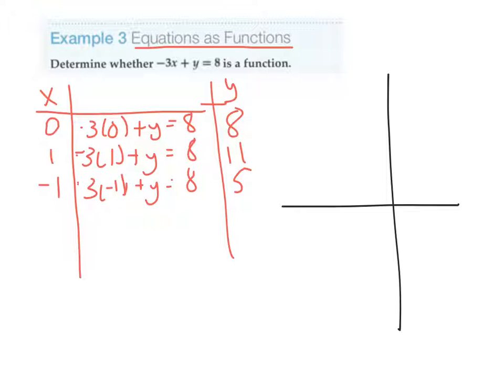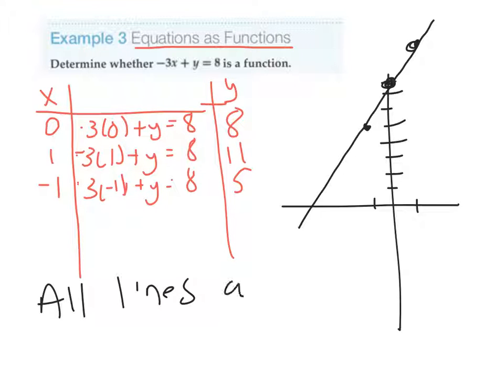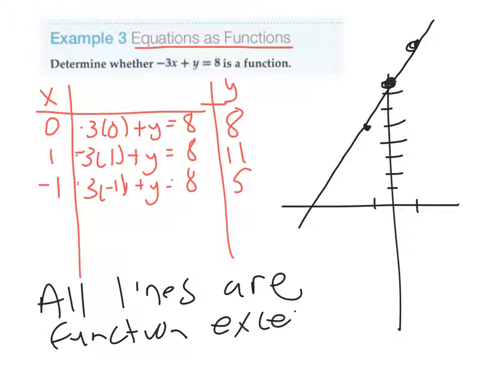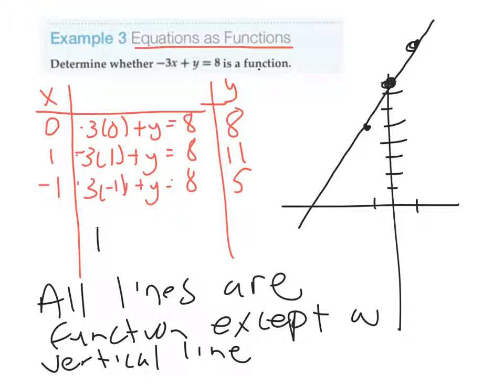So 0 and 8 is up here. 1 and 11 is up here. And -1 and 5 is right here. And if we connect those 3 dots, we get a line. All lines are functions except a vertical line. And a vertical line is one that goes straight up and down. So this is a line, so this is a function. So the answer is function.